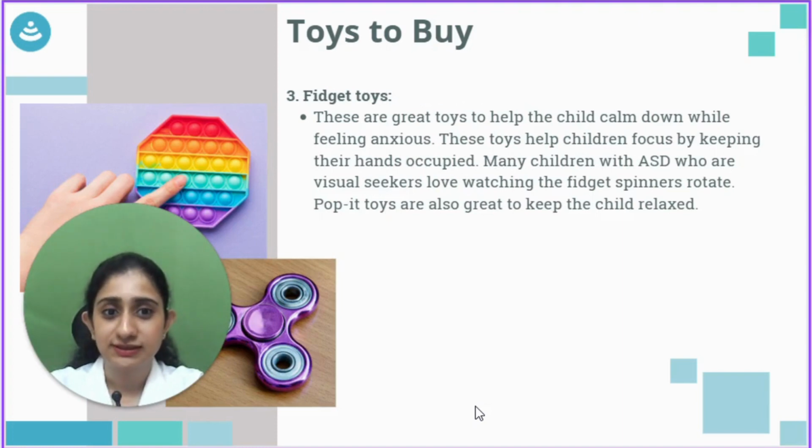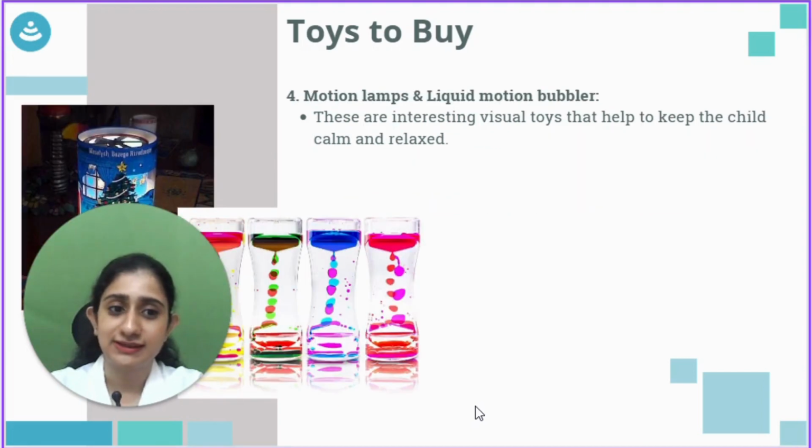Fidget toys. These are great toys to help the child calm down while feeling anxious. These toys help children focus by keeping their hands occupied. Many children with autism who are visual seekers love watching the fidget spinners rotate. Pop-it toys are great to keep the child relaxed. Next are motion lamps and liquid motion bubblers. These are interesting visual toys that help to keep the child calm and relaxed.